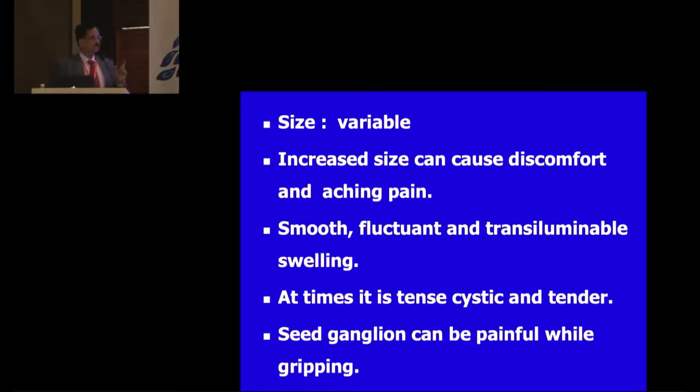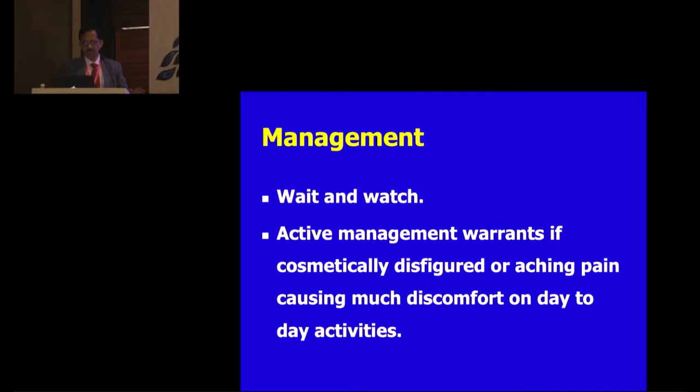Its size may be variable, and increased size can cause discomfort and aching pain. It is actually a smooth, fluctuant, and transilluminable swelling, but at times when there is rapid progression, it may be tense and tender, and in that condition it produces symptoms. And sheath ganglion can be painful while gripping.